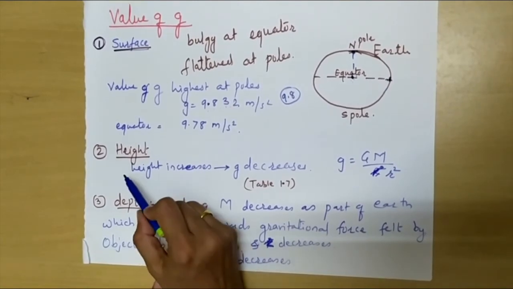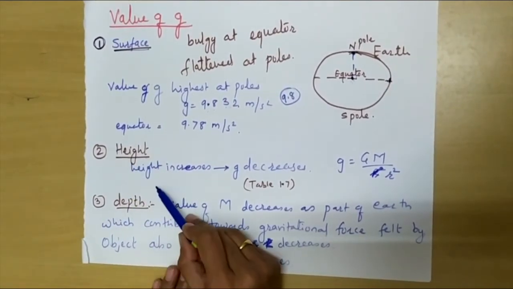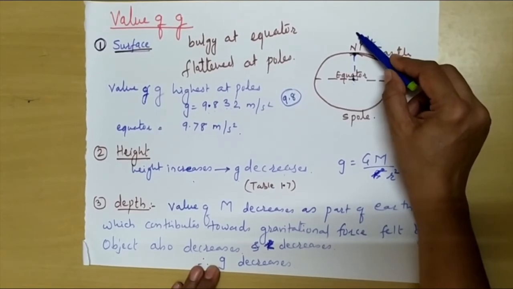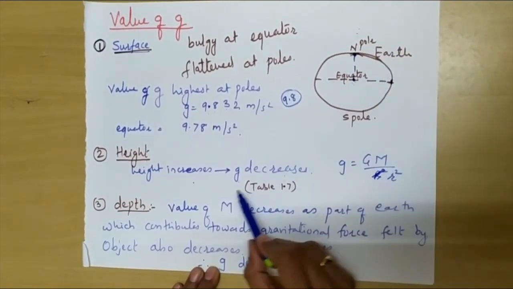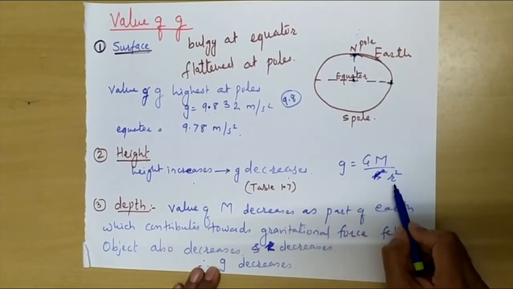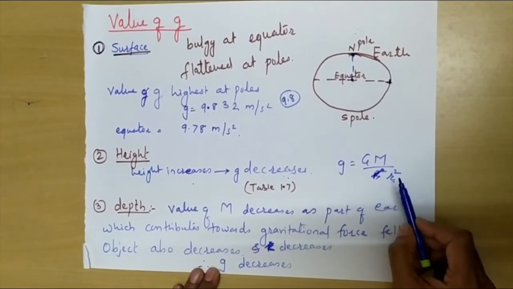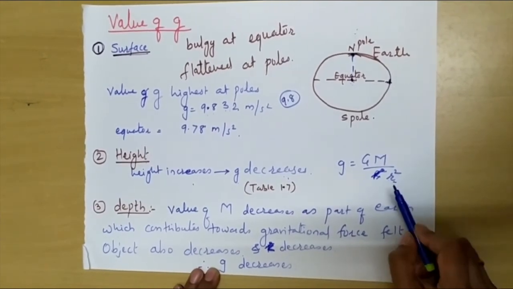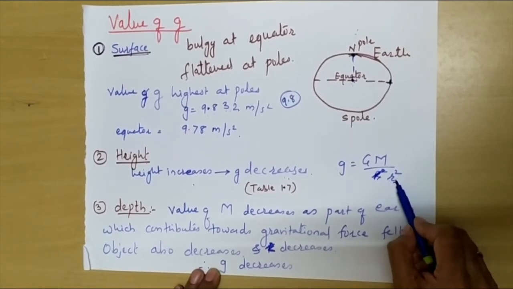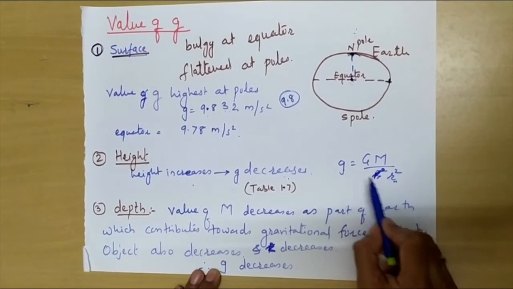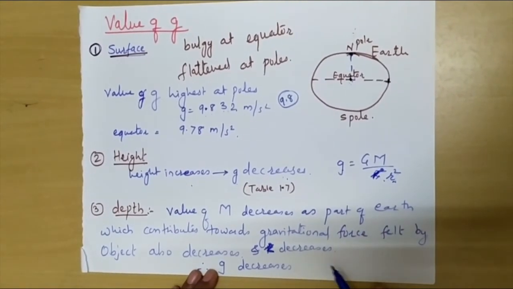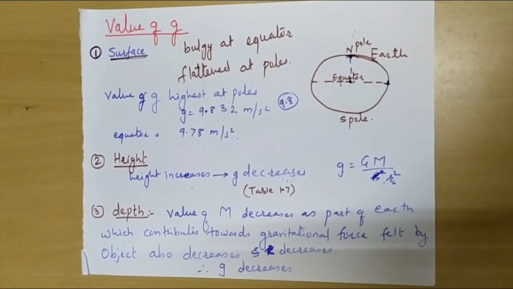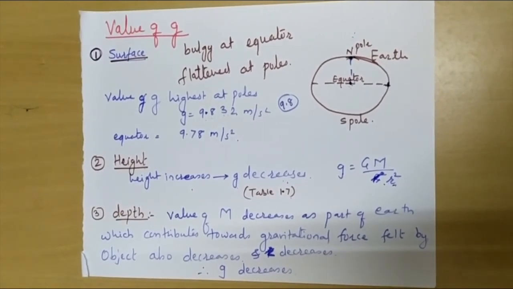Then let us consider the other point, change due to height. Now as height increases, the value of g decreases. Suppose you consider an object at a height above the surface of the Earth. As the height goes on increasing, the value of g decreases. What is the reason behind it? Because the distance from the center of the Earth to the object, this distance, is r square and it is in the denominator. So if this value goes on increasing, then the value of g will decrease, because they are inversely proportional to each other. For more examples, see table number 1.7 from your textbook. You will get the idea that whenever the height increases, the value of g goes on decreasing.